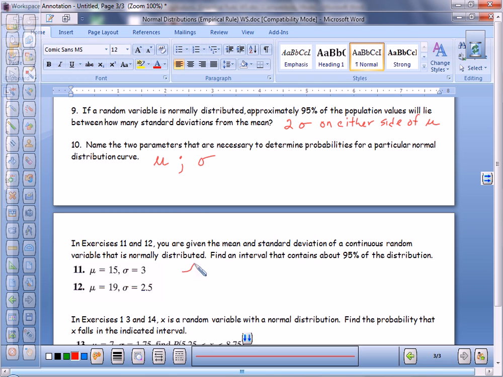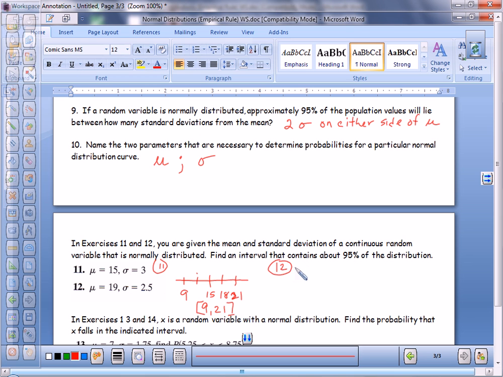So if we were to sketch this out, I'm going to do number 11 here. We'd have the mean, let me make it a little bigger. We'll have the mean right here at 15, and we need to go 2 standard deviations. So 3 more would put us at 18, and 3 more would put us at 21, and then back 2, so we're subtracting 6, and that would take us to 9. So number 11, the interval is from 9 to 21. So we could either write it that way, or you could just say it's the interval from 9 to 21.